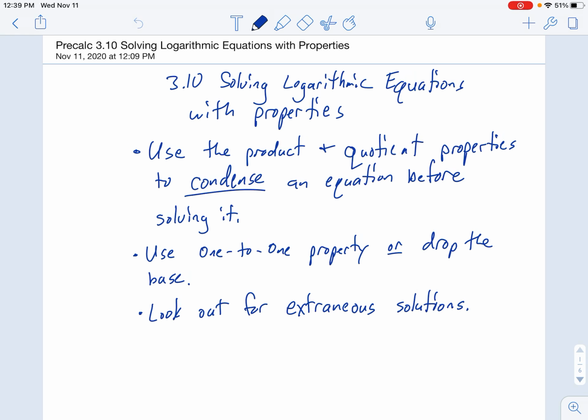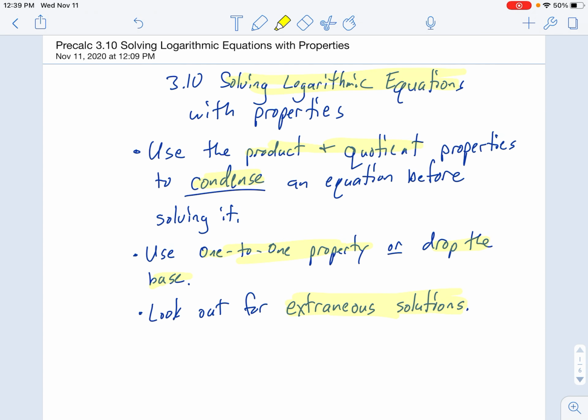Now, we've already solved logarithmic equations. We've done that several times now. We've used the one-to-one property, and we've dropped the base on both sides to do that. We've had some problems with extraneous solutions. That caused some confusion for a few people that have contacted me, but hopefully you're able to work through that. So this is very repetitious of what we did, with the exception of the fact that we will be using the product and quotient properties to condense the equation before solving it.